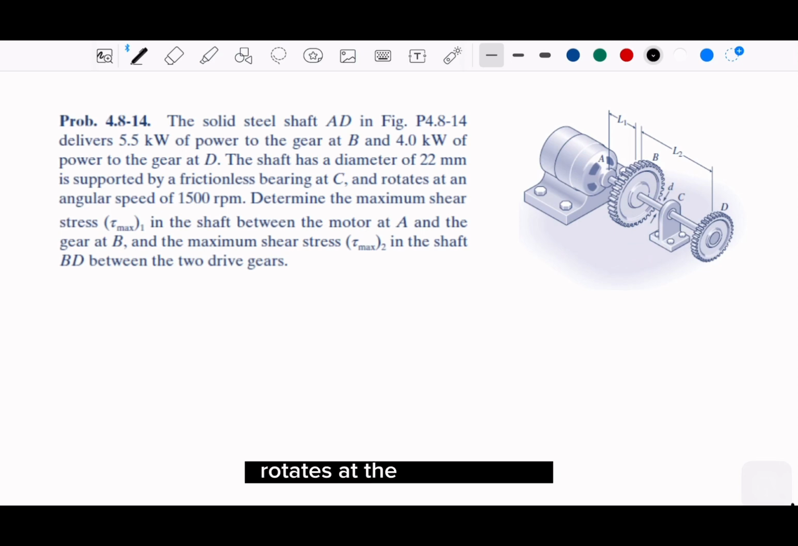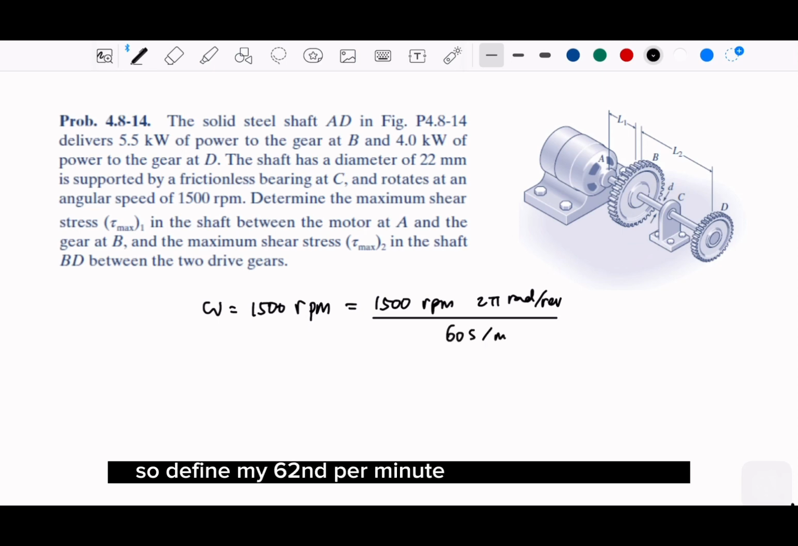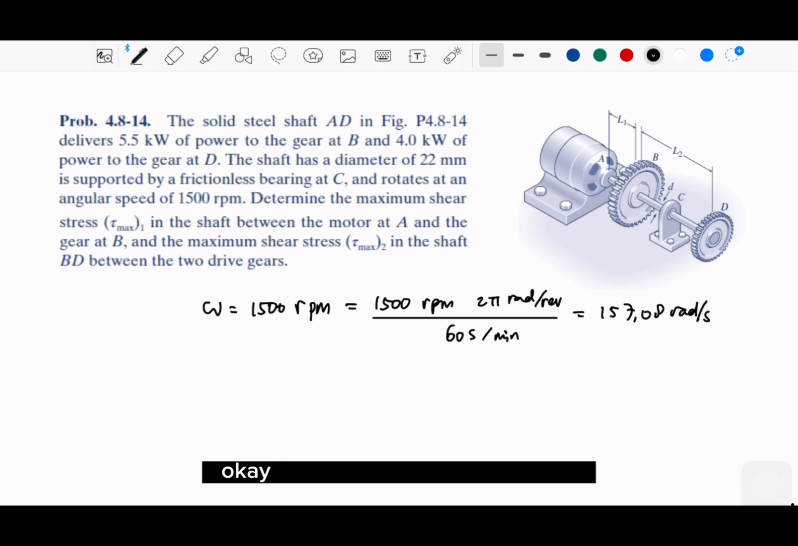It rotates at the angular speed, so we get the angular speed 1500 RPM. And of course, we can convert this to radians, so divided by 60 seconds per minute. So this is around this. Okay, and then we need the maximum shear stress at A and gear at B, and then the shear stress in the shaft between the two drive gears.